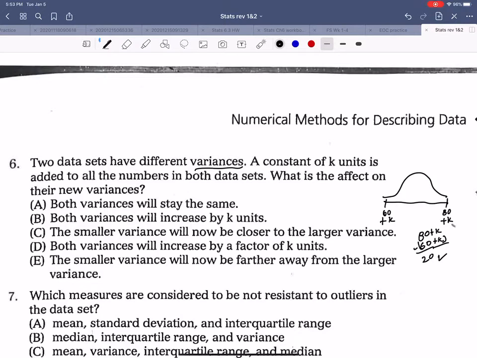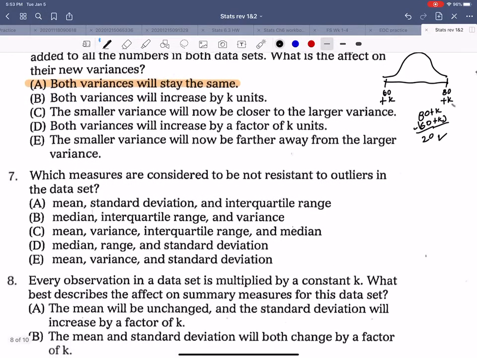So we know that both of the variances will stay the same. The rule is when we add a constant, standard deviation and measures of variability don't change. But they do change when we multiply.